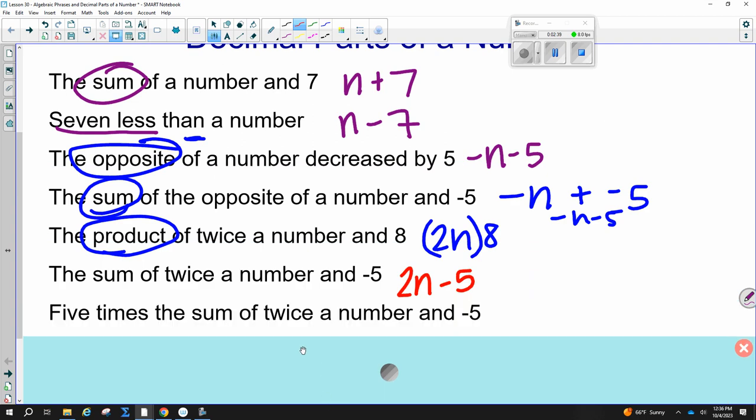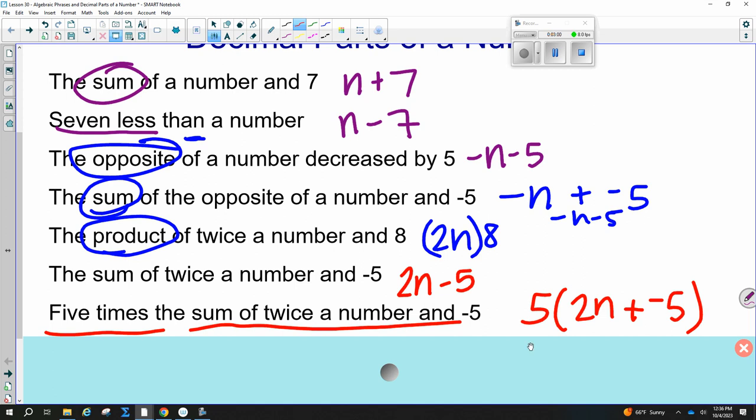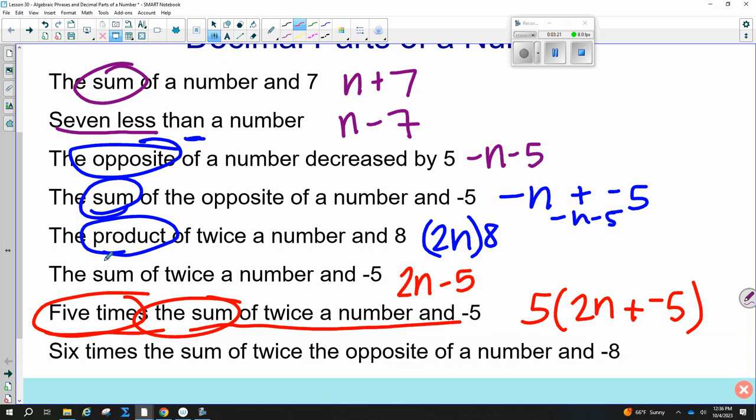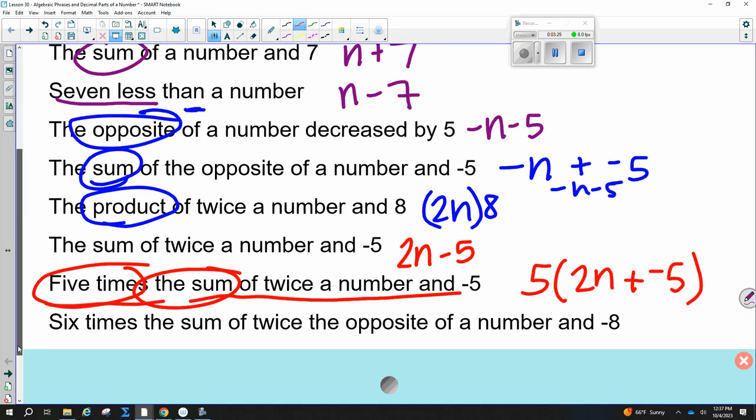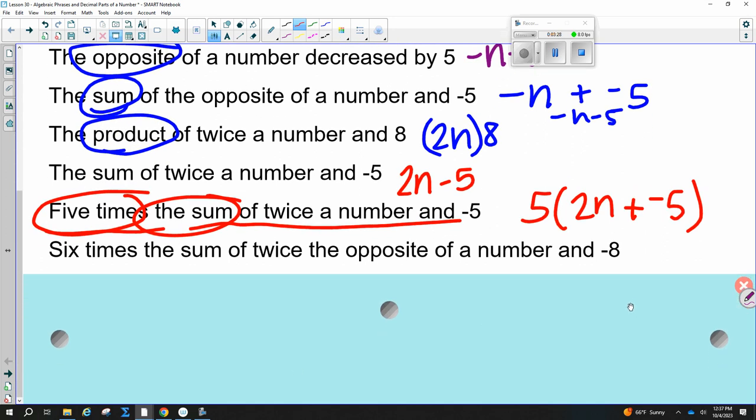5 times the sum of twice a number and negative 5. Eli. Would it be 2 times n, and then plus negative 5? Great job. Okay. 5 times the sum. When they do this, you guys, 5 times the sum, you need parentheses. Okay. So I'm multiplying this thing times the sum, the entire sum of twice a number and negative 5. Okay. And you can just put, instead of plus a negative, just put a minus 5 right there. Okay. All right.